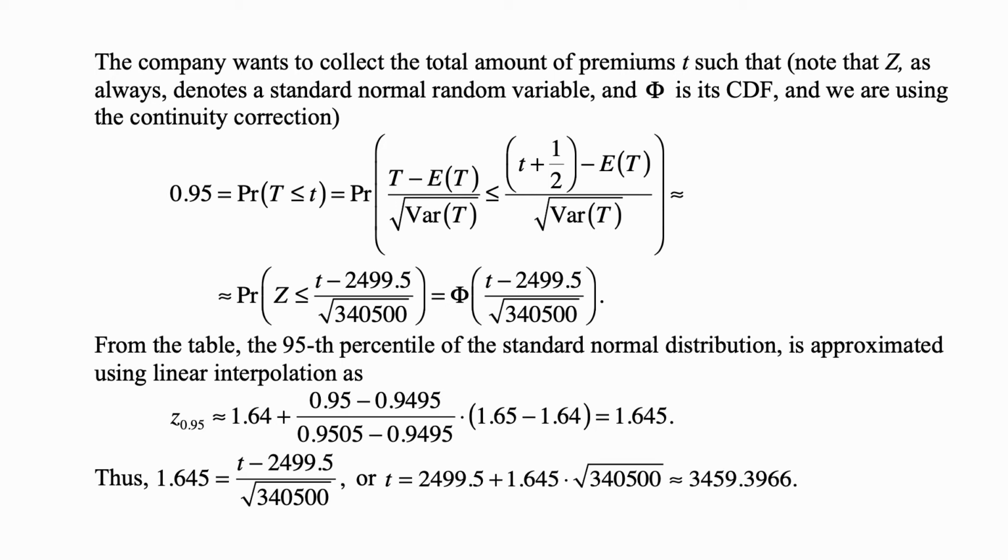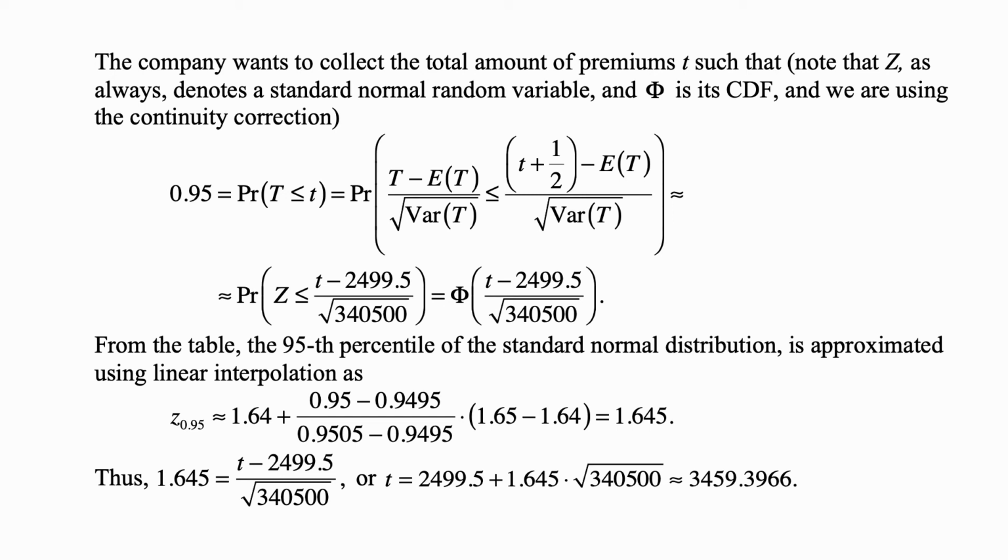So this is a probability that T minus E of T over the standard deviation of T is less than or equal to t plus 1/2 minus E of T over the square root of variance of T, the standard deviation of T. And that's a probability that Z is less than or equal to t minus 2499.5 over the square root of 340,500, and that's phi of that number.